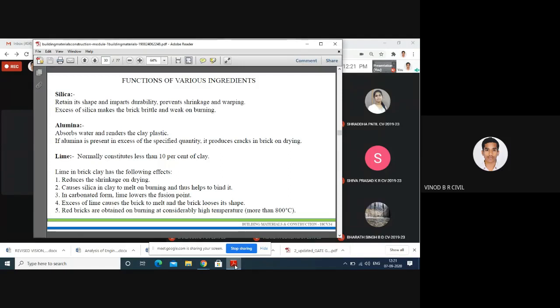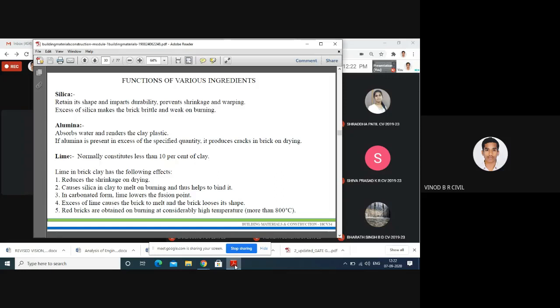And the next one is alumina. Alumina absorbs the water and renders the clay plastic. If alumina is present in excess of a specific quantity, it produces cracks in the bricks on drying. Alumina absorbs the water to make the clay plastic, though we don't know the percentage of water. When it exceeds the specified quantity, it produces cracks in the bricks during the burning process. So we can expect shrinkage cracks when you add more alumina content.